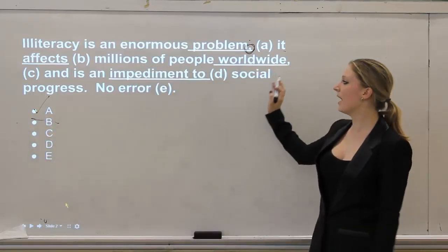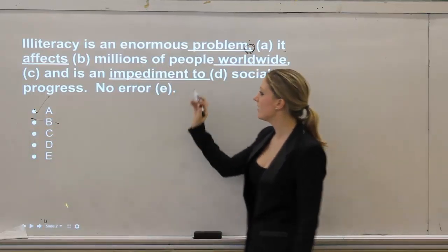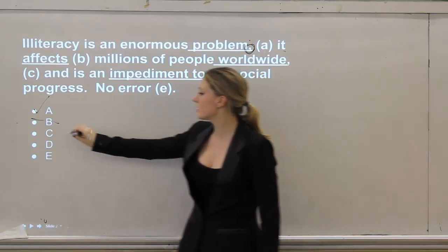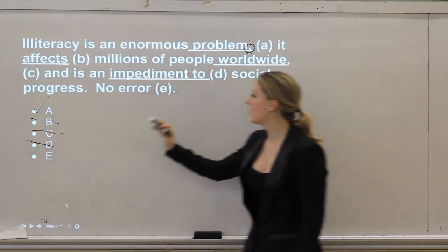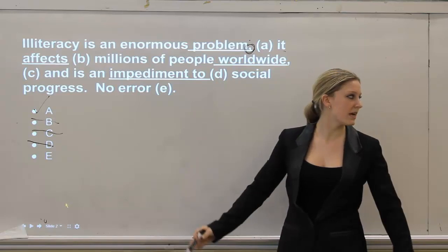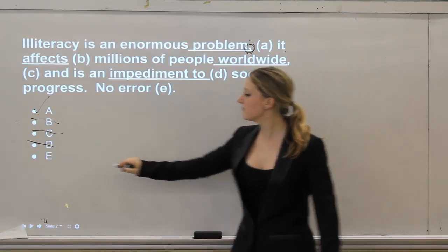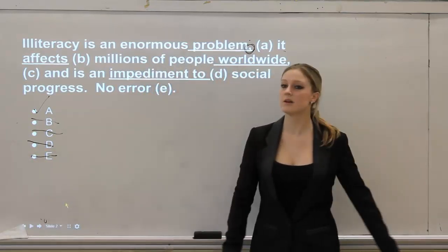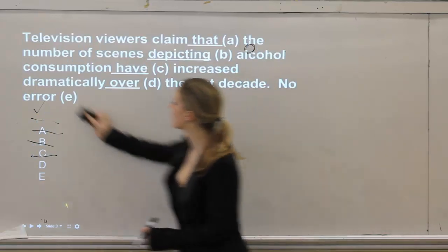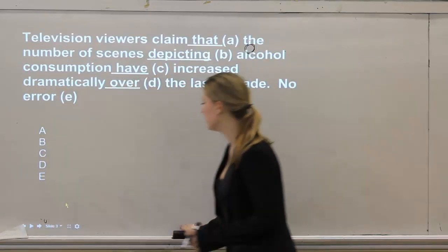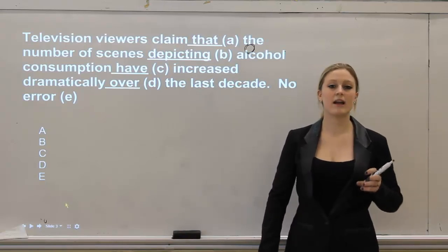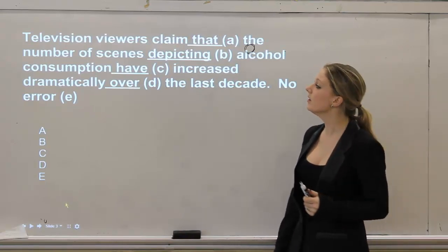Now moving on to worldwide, there's really nothing wrong with that. And neither is impediment to. So you can cross both of those off. Now, you already know that A is a problem, so the answer can't possibly be E. And that's why the answer is A.